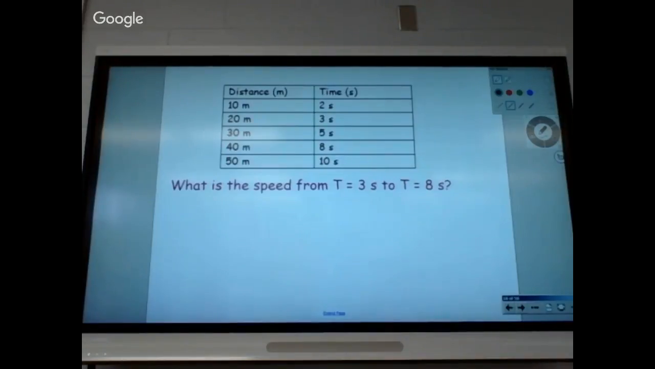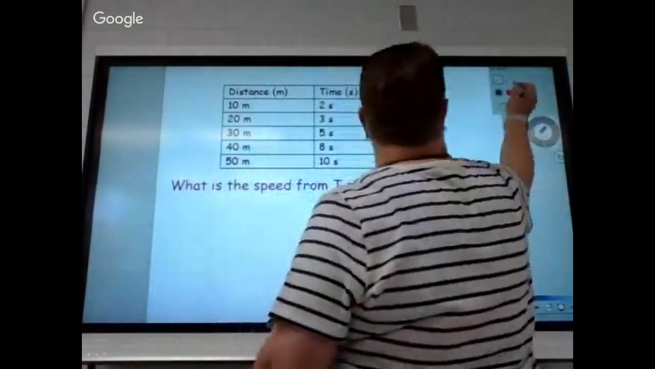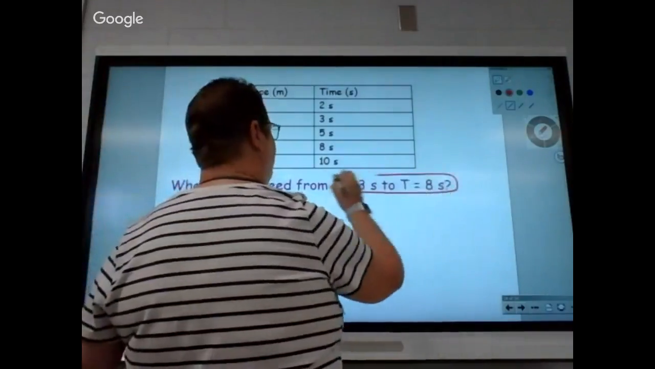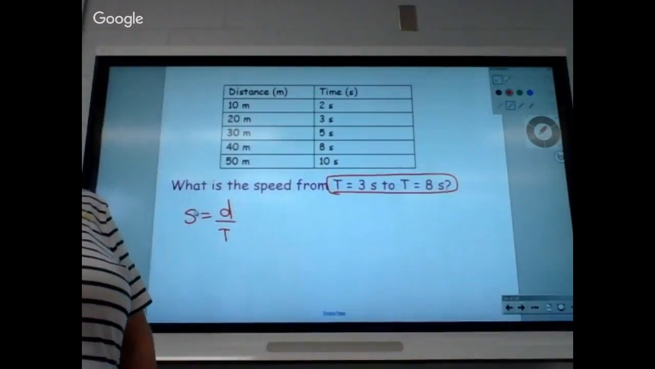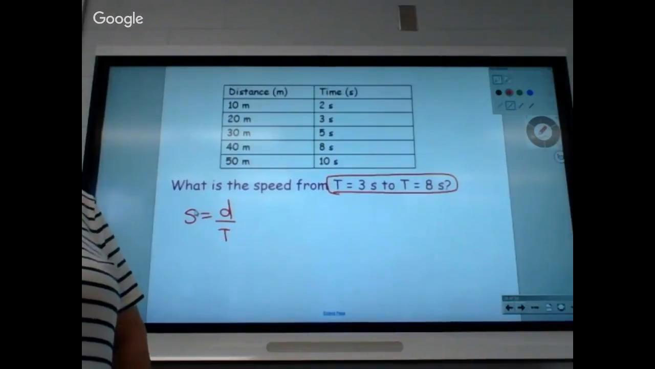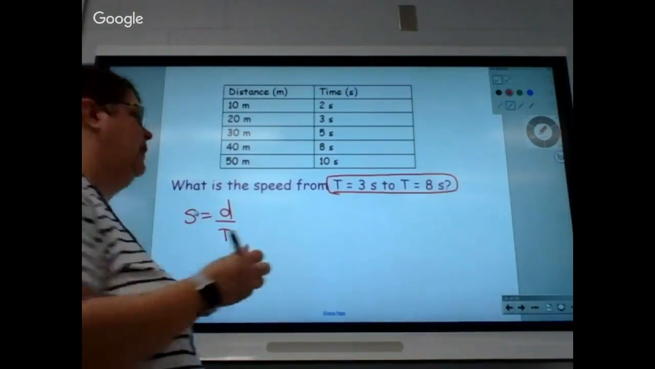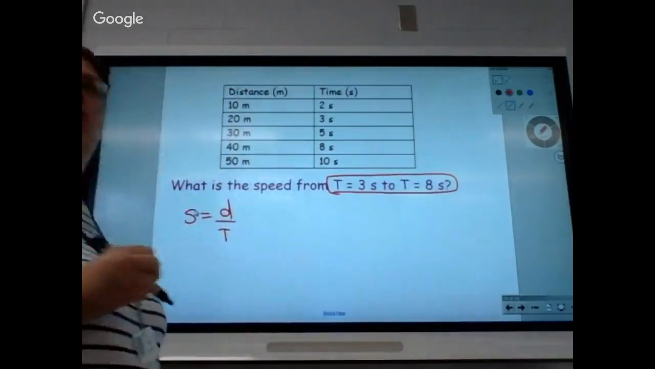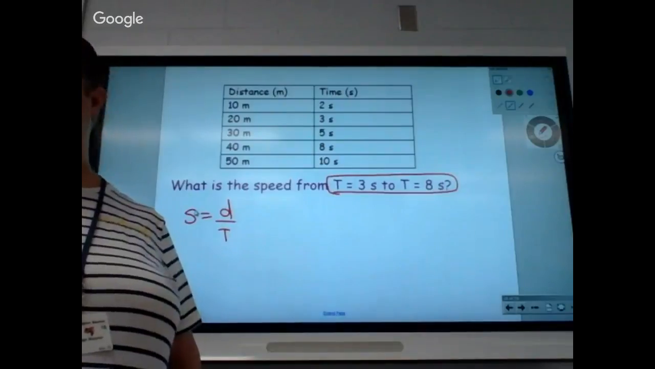All right, so we got it? All right, so this time I want to find the speed from a certain number of seconds to a certain number of seconds. So our speed formula is distance over time, right? How many times did I give you? What are we going to do if we have 2 times? We're going to subtract them. We're trying to find from 3 to 8. We're going from 3 seconds to 8 seconds.